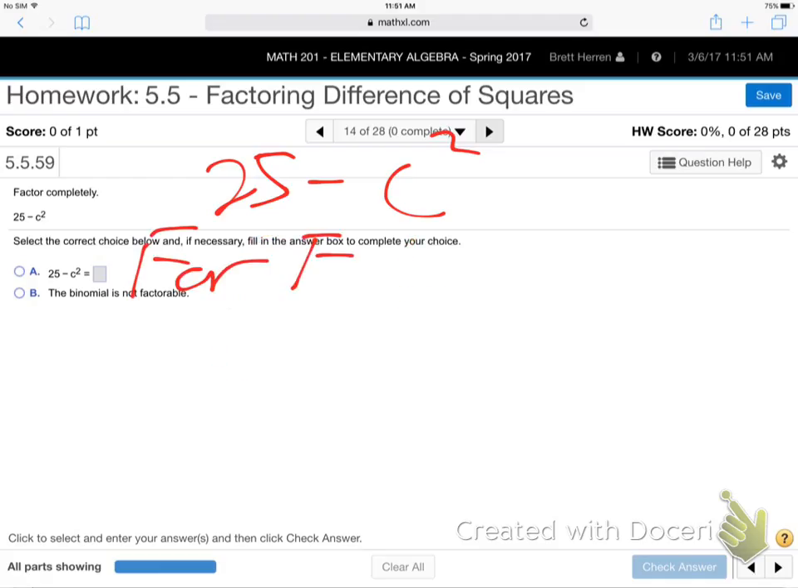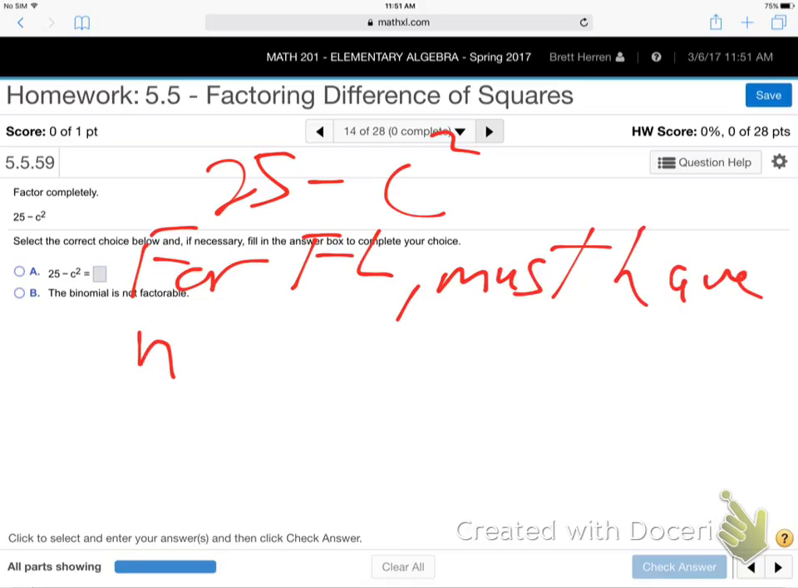For FL, you must have a negative in the middle. You've got to have a negative in the middle for the FL. So this one has it. It's great. I'm not going to reorder it. I'm not going to mess with it at all. Now I know it's confusing.